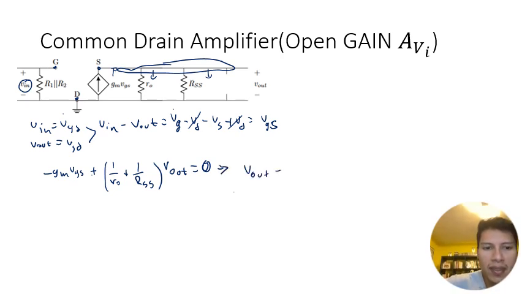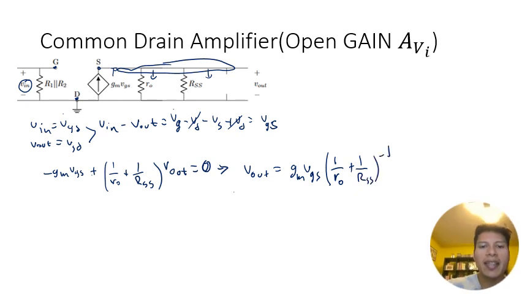Vout is equal to GM VGS times 1 over RO plus 1 over RSS to the negative 1. So all I did here is just move this term to the other side, and the negatives will cancel. And then I divided the whole equation by 1 over RO plus 1 over RSS. And that gave me this equation here.